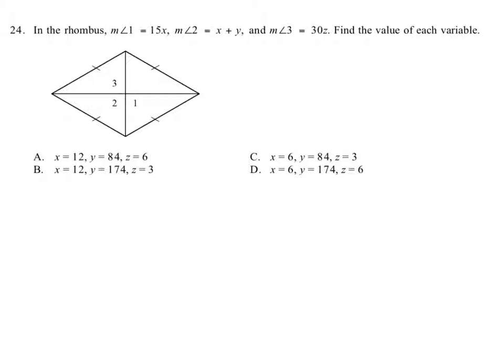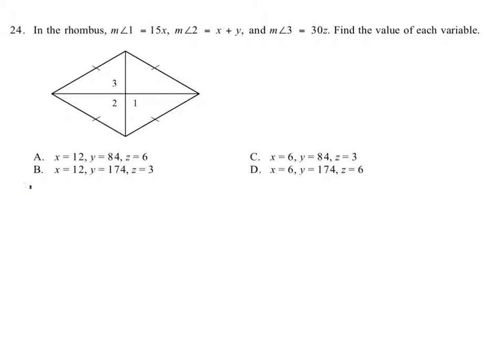6-13, it says that if a parallelogram is a rhombus, then the diagonals are perpendicular, meaning forming 90-degree angles. So we know that the measure of angle 1 is 90, the measure of angle 2 is 90, the measure of angle 3 is 90. So let's see what we can do here. We can set them each equal to that.